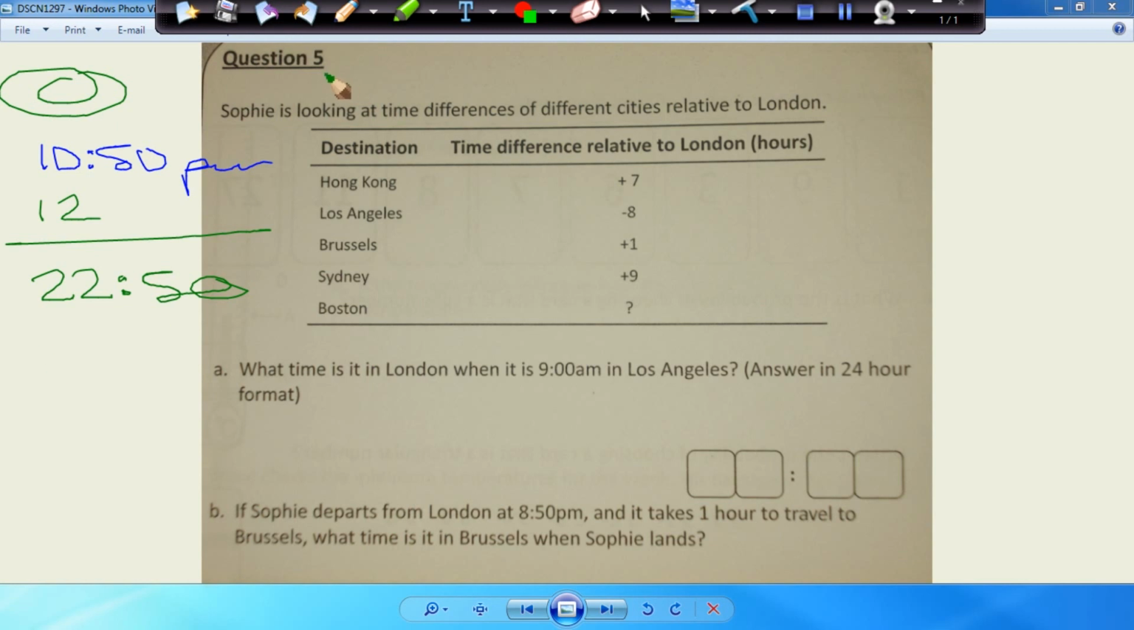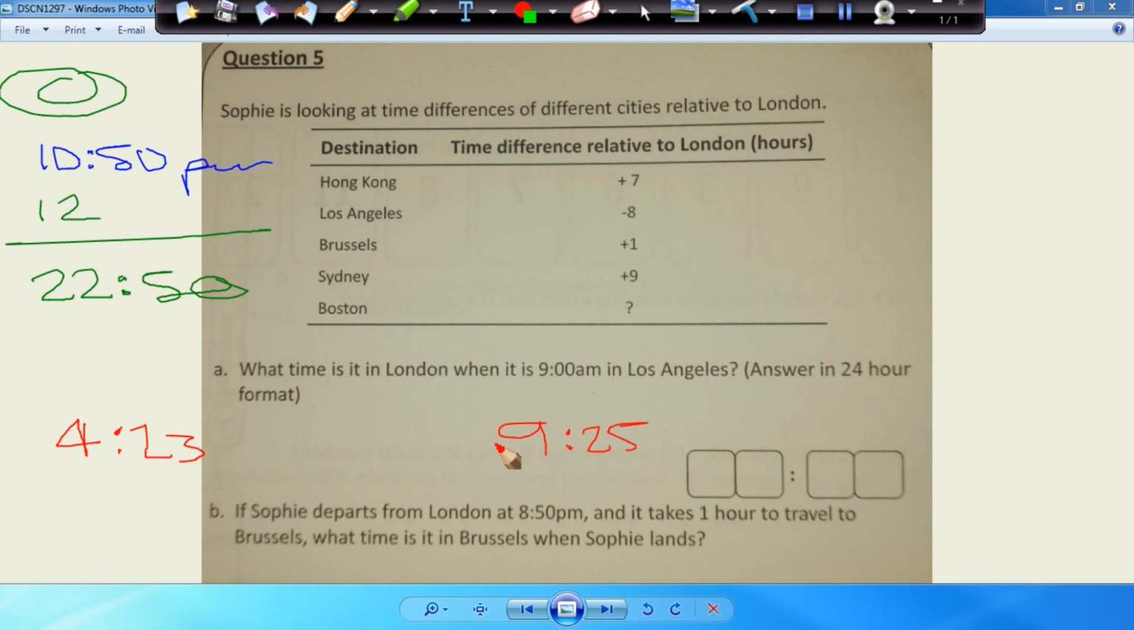Question D, I'm going to read it to you. If the time in Boston is 4:23 a.m. when it is 9:23 a.m. in London, how many hours behind London is Boston? So let's have a look. Let's have 4:23 in the morning, and that's going to be 9:23.